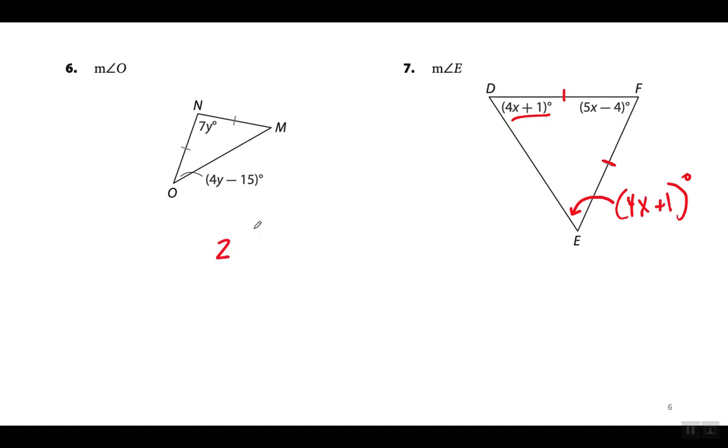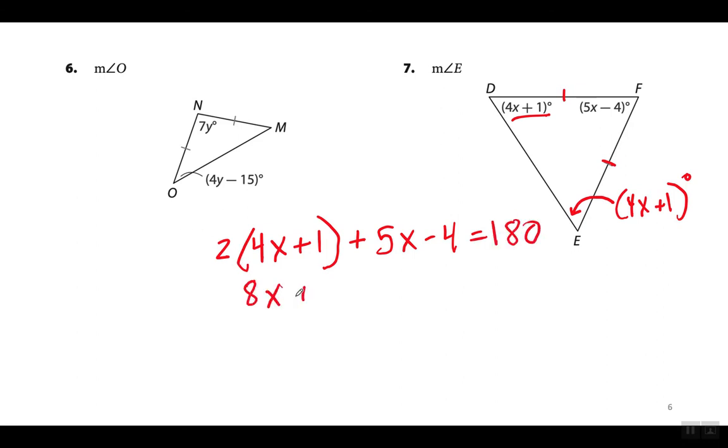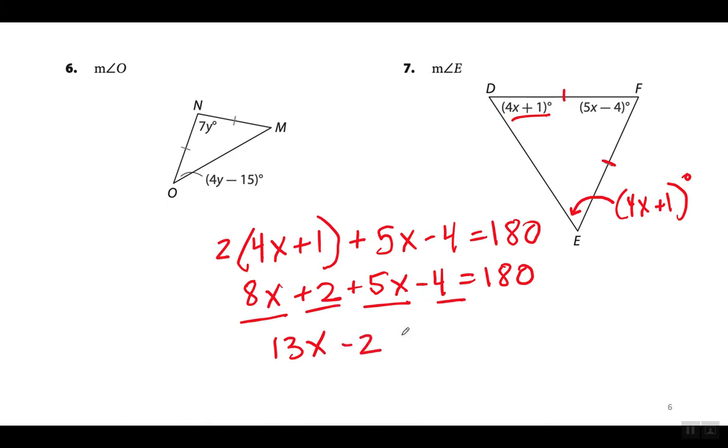So I'm going to set it up the same way. 2 times 4x plus 1 plus 5x minus 4 has to equal 180. Alright, now I'm going to multiply. I'm going to get 8x plus 2 plus 5x minus 4 equals 180. So 8x plus 5x is 13x. 2 minus 4 is negative 2.